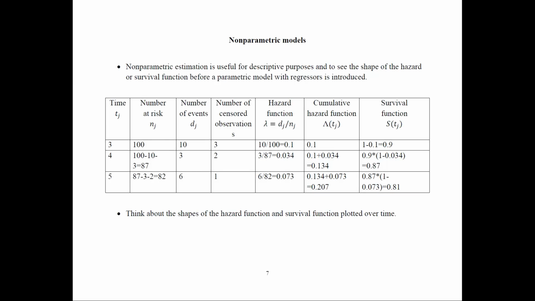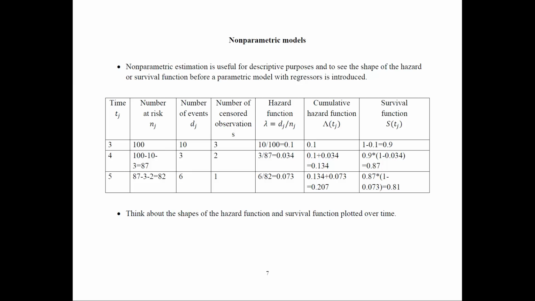Next, I will talk about nonparametric models, and that's useful for descriptive purposes and to see the shape of the hazard and survival function before we estimate parametric models. So I have produced here a simple table with fake numbers just so that you see how things are calculated. So one thing that we will do is go over the table, and on the next slide, which I cannot show you here simultaneously, but I'm looking at it while I'm recording, and you probably should look at your notes while you're listening to me. This is the procedure of how to interpret this table.